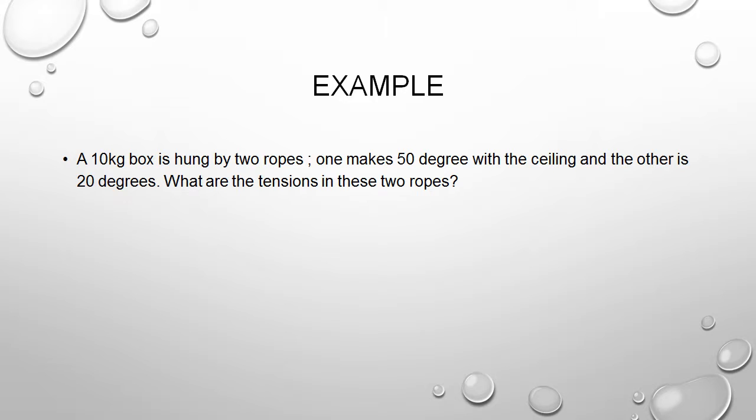So let's go over an example. I might create other examples in other videos, if I see fit that it might help you guys in acing your exams. So let's look at this example. A 10 kilogram box is hung by two ropes. One makes 50 degrees with the ceiling and the other one is 20 degrees. What are the tensions in these two ropes?